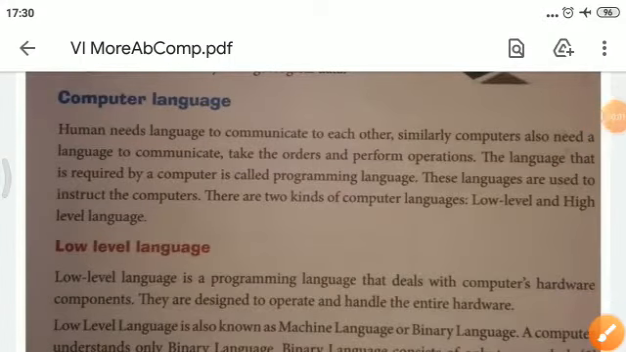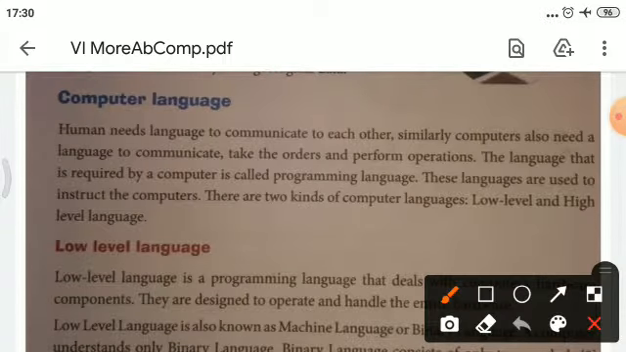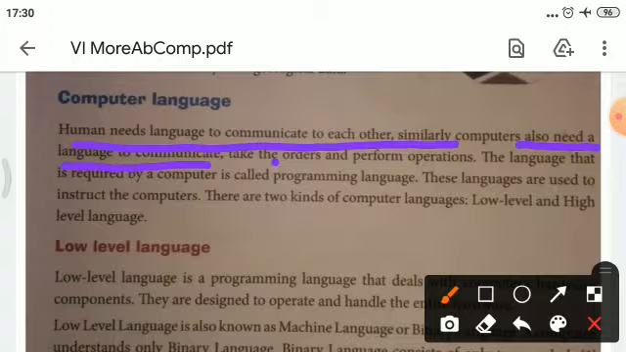Hello students, today we will discuss what is computer language. Humans need language to communicate with each other. Similarly, computers also need a language to communicate, take orders, and perform operations.